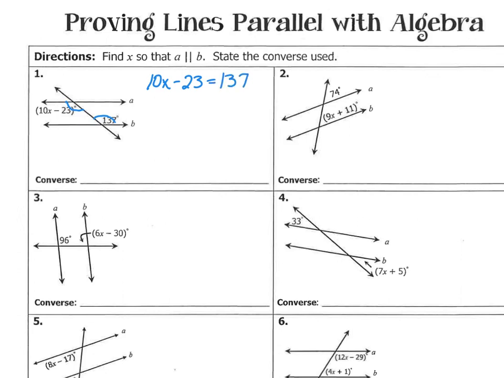Add 23 to both sides, so 10x is equal to 160. So x is equal to 16. And the converse that we used, as I said, was our alternate interior angles.